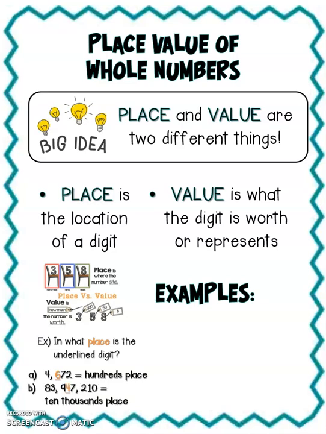For example, in the number 83,947,210, I can see that the digit 4 is underlined. This time, the 4 is in the 10,000s place because I can tell that it's in the middle position of the thousands period, which is the 10,000s place.